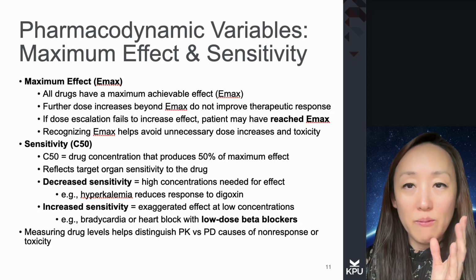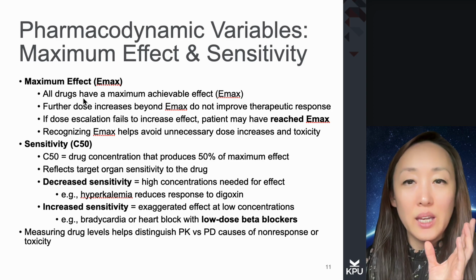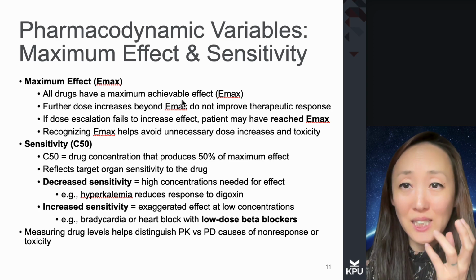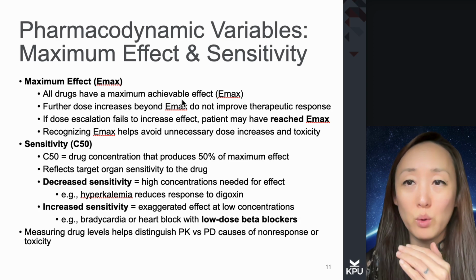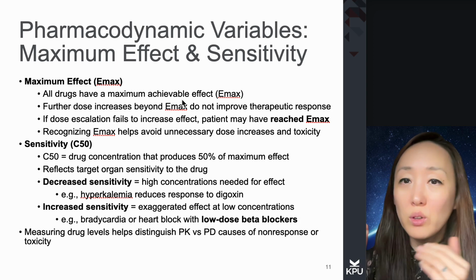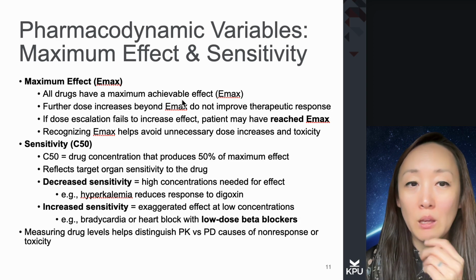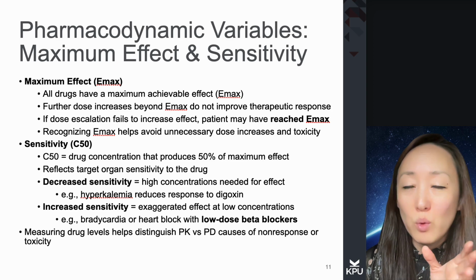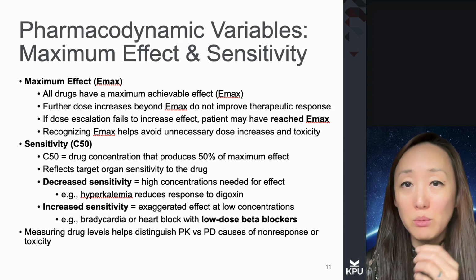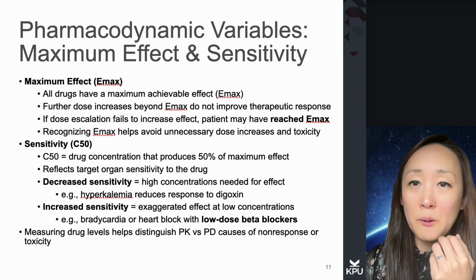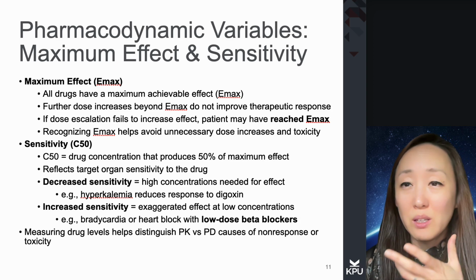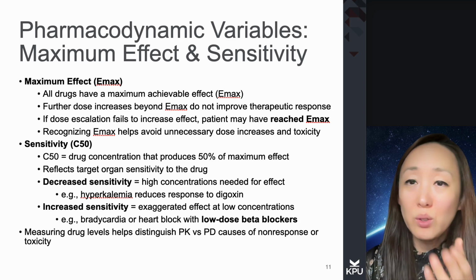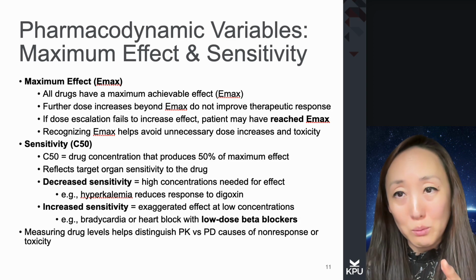So the maximum effect Emax, every drug is going to have a maximum achievable effect. That's the ceiling effect. This is a point beyond which increasing the dose won't give you more benefit. So we know that is the Emax. So if a patient with heart failure is on a maximum dose of furosemide and their shortness of breath doesn't improve, it's possible that they've hit their Emax. And so giving more, unfortunately, won't help.